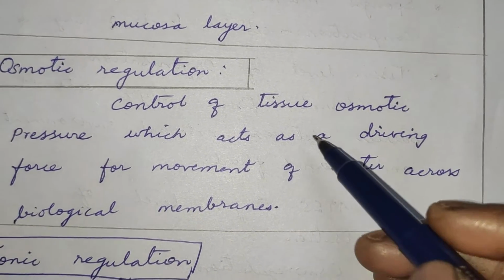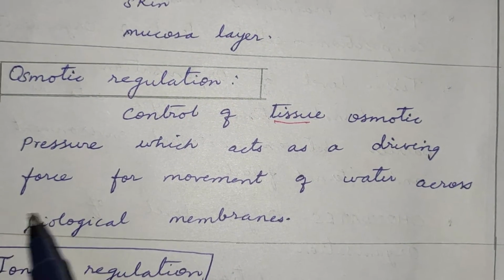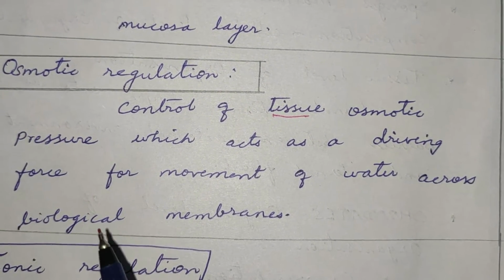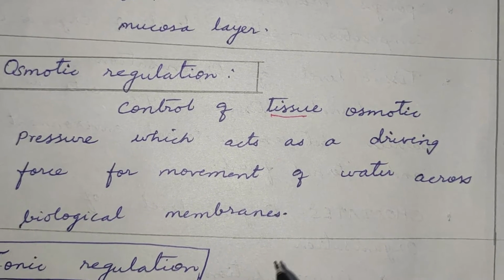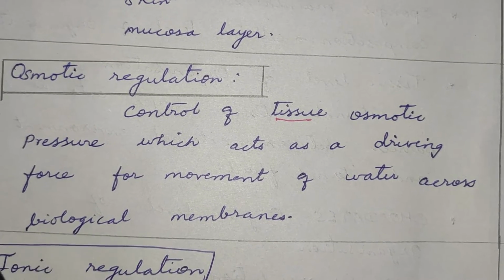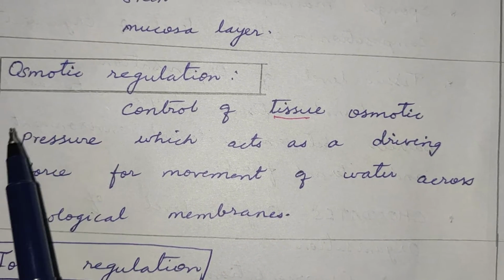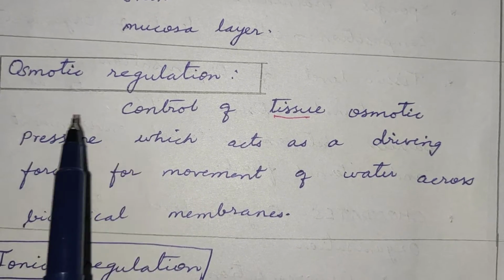Each and every tissue has a pressure, that is called osmotic pressure. This pressure should be controlled so that the movement of water across the membrane is controlled. So this is about osmotic regulation. Osmotic regulation in the sense controlling the osmotic pressure so that movement of water is controlled.